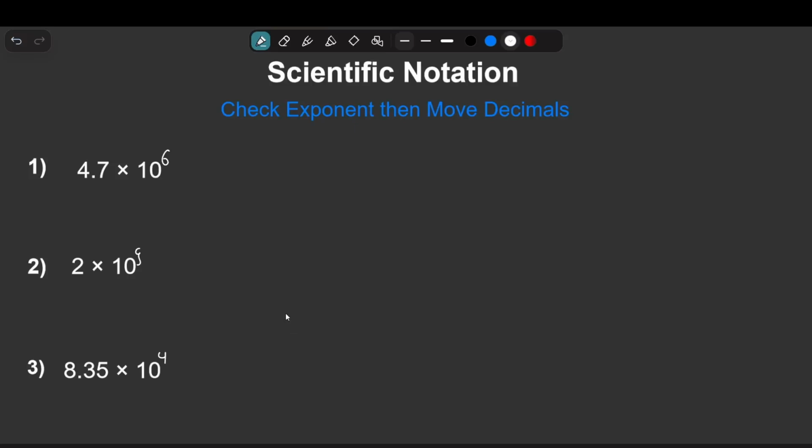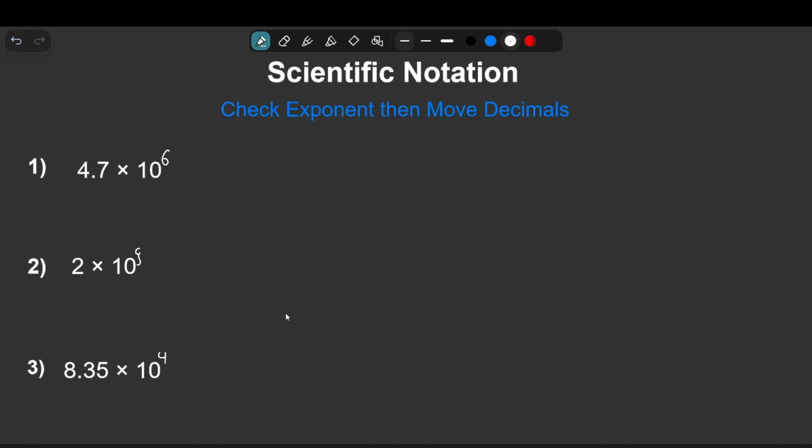Hello guys, and welcome back to a new video, and in this video we're going to be covering how to turn large numbers into scientific notation. Scientific notation is a way to write really big numbers or really small numbers in a shorter, cleaner form. Instead of writing a bunch of zeros, we use powers of 10.